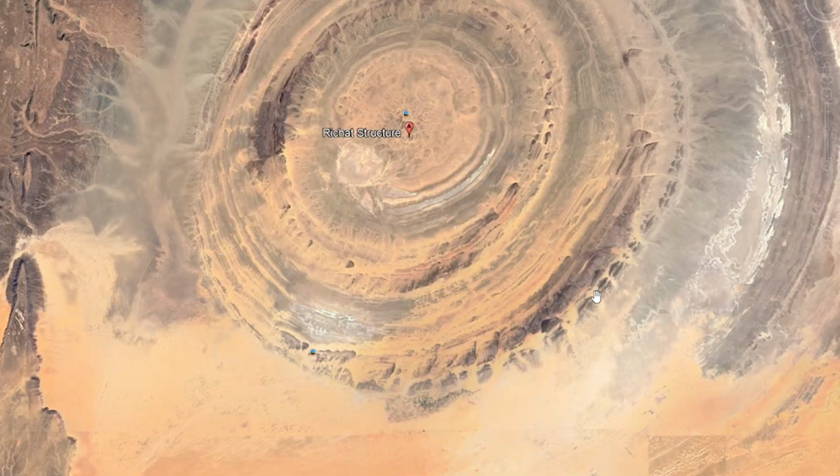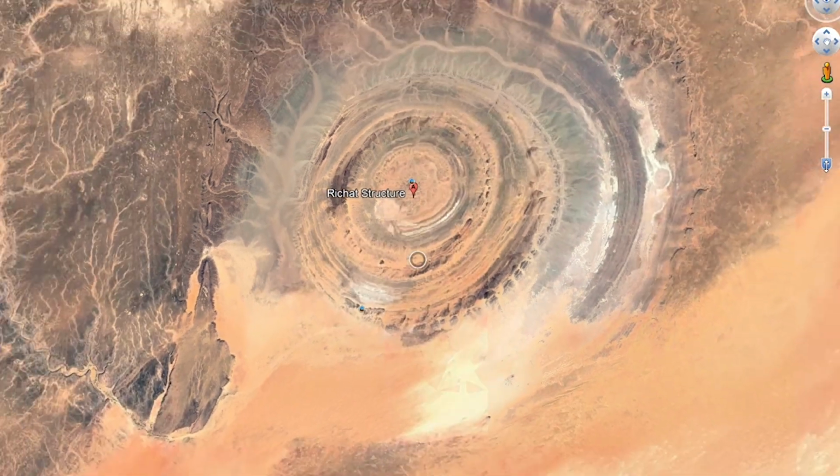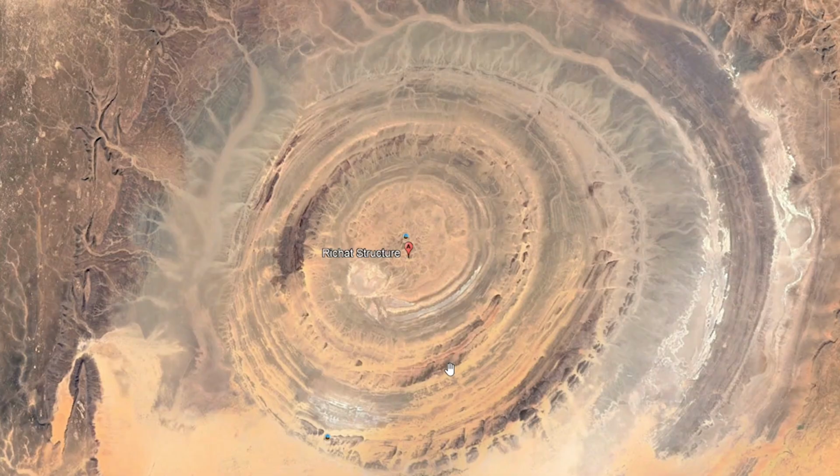Now, when you look around the edge, you see what looks like mountains. Those are not mountains. Those are basically what would be ripples of the heavier minerals that formed walls around the outside of the Richat structure.